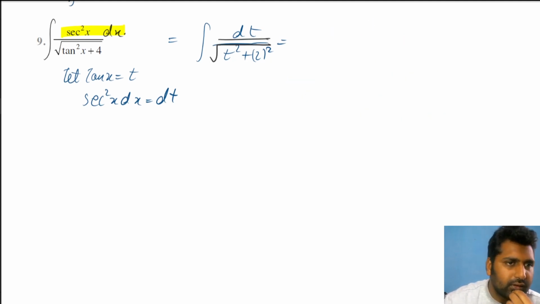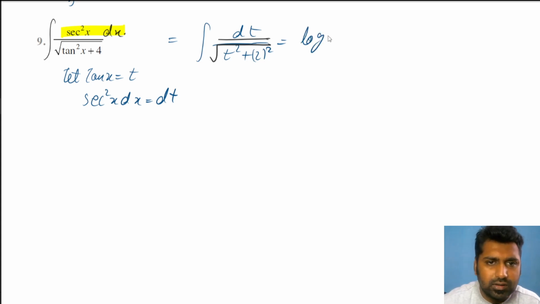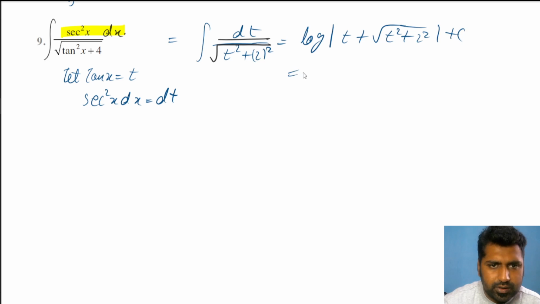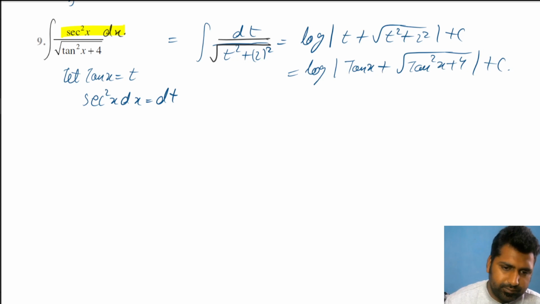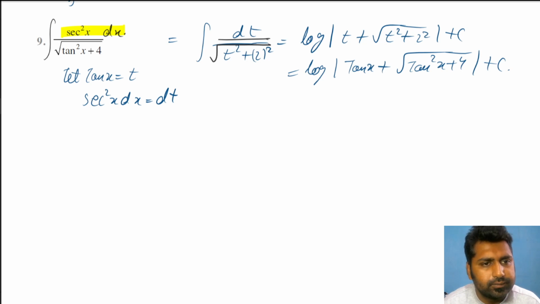So square root of x square plus a square gives log mod t plus square root of t square plus 2 square, that's 4. Copy the same denominator. Plus c. What is t? Log mod tan x plus, this is okay now, square root of tan square x plus 4, plus c. Okay. Now it's correct. All right, we're done with this.